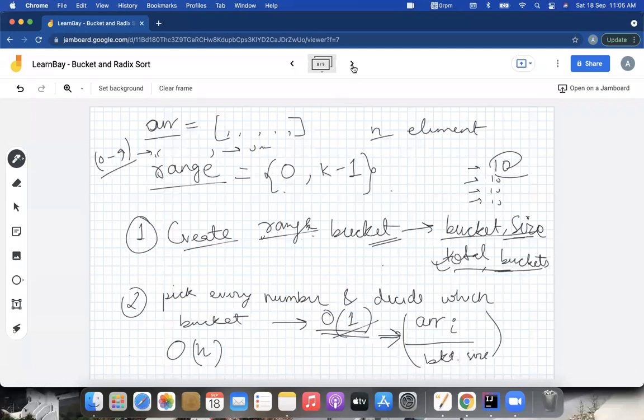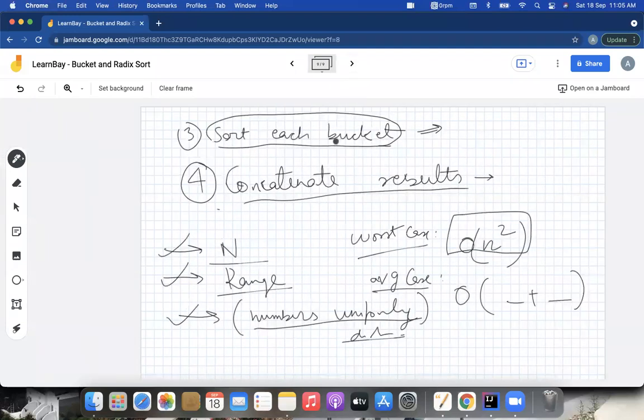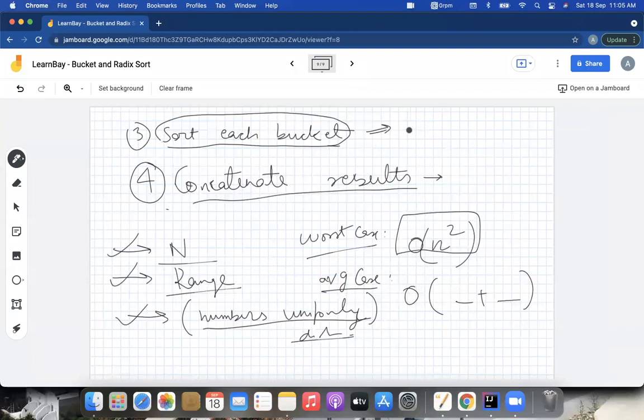So order of n overall, the second step takes... Sorting each element, sorting each bucket. How many elements will be there in each bucket if the numbers are uniformly distributed?